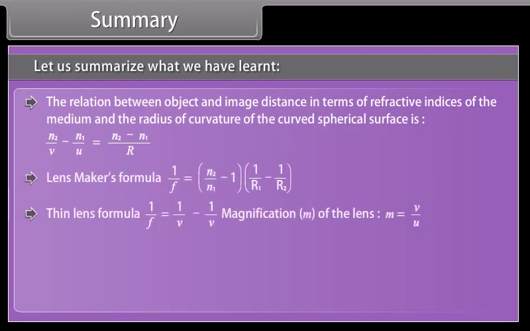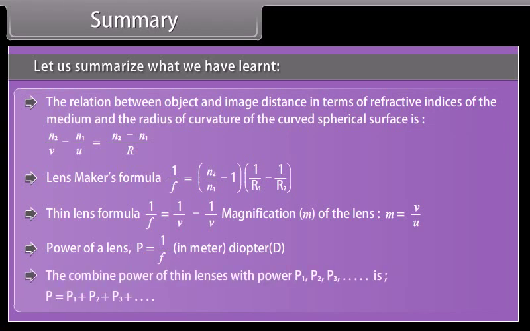Thin lens formula is this. Magnification m of the lens, m is equal to v upon u. Power of a lens, P is equal to 1 upon f in meters, unit diopter D. The combined power of thin lenses with power P1, P2, P3 is P is equal to P1 plus P2 plus P3 and so on.